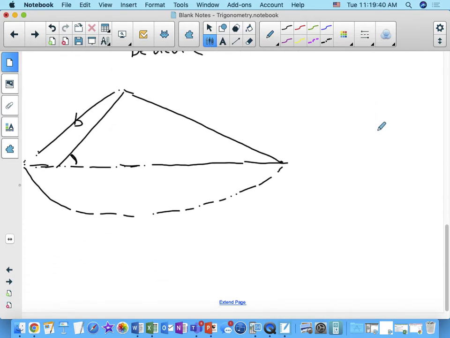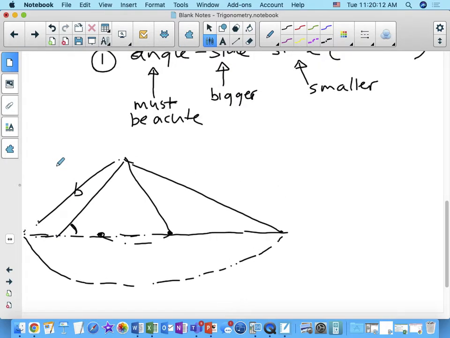And this can be a really helpful thing to do, is to imagine that this is fixed and then side A is hanging off like a pendulum swinging back and forth, right? And so if side A is smaller and then you swing the pendulum around, will it hit the base twice before it gets to this angle? If it hits twice before it gets to that angle, you have two triangles. Does that make sense? Okay. All right.